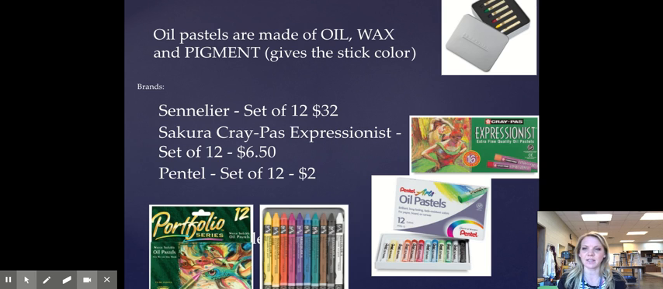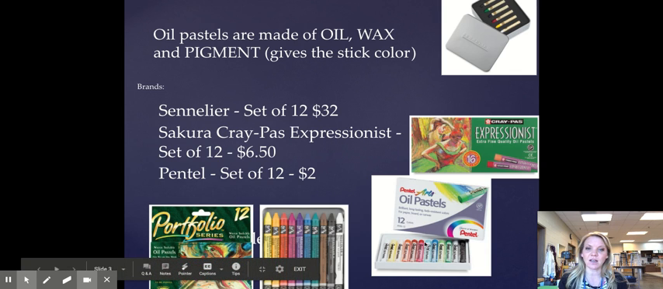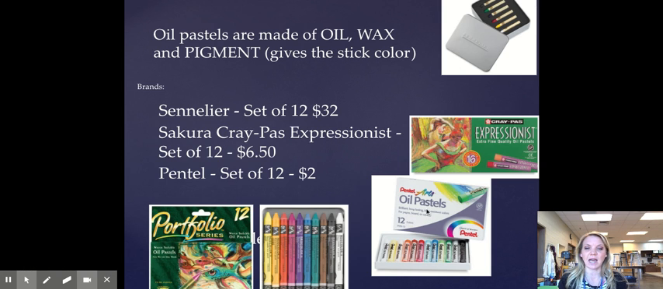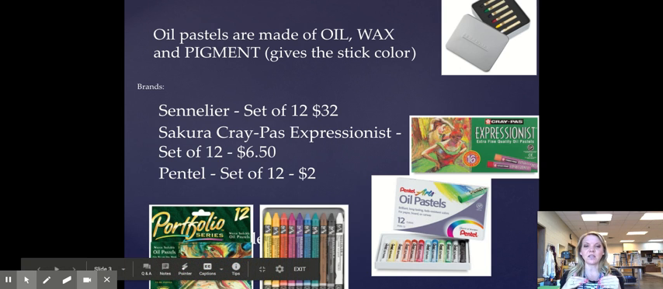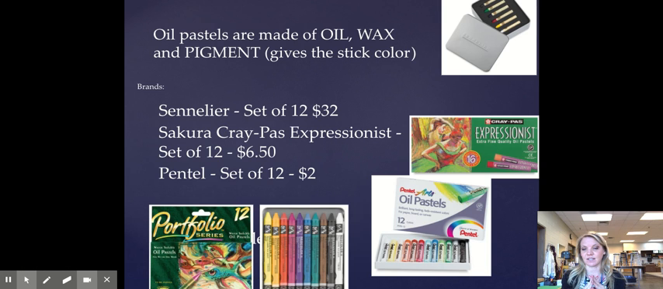But the best of the best is a Sennelier oil pastel. A set of 12 will cost you $32. Sakura Crepa Expressionist, that is this green box over here on the right. This set of 12 costs $6.50. And then Pentel makes a pretty decent set for $2. But what happens is that the lower the quality, the more wax or filler that is in that set. What that means is that you're not going to get as vibrant of colors and it's not going to mix as easily. There are a lot of other brands.